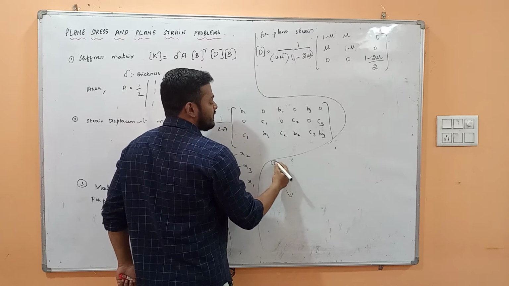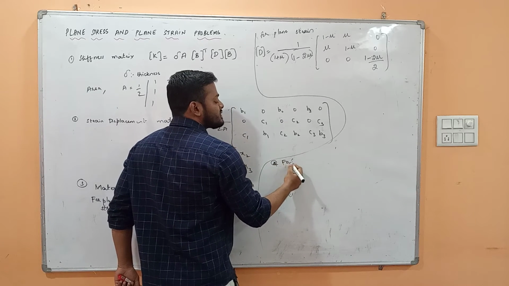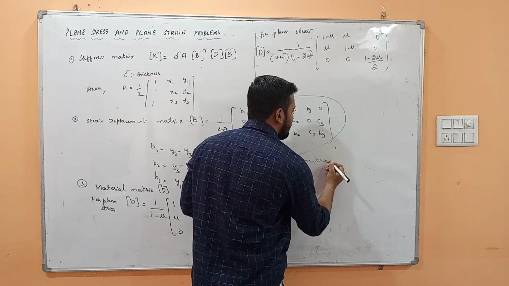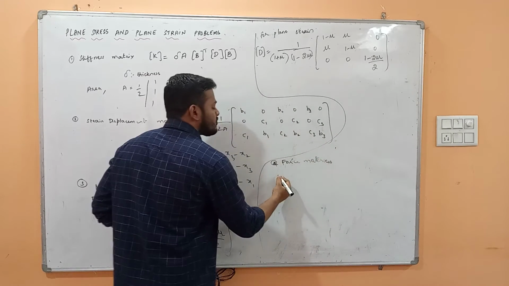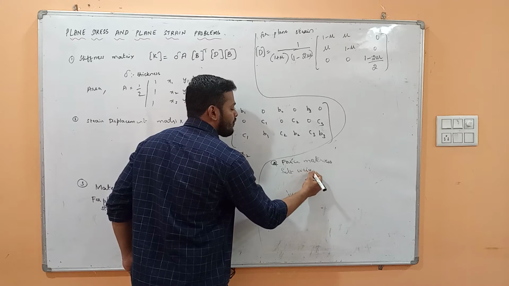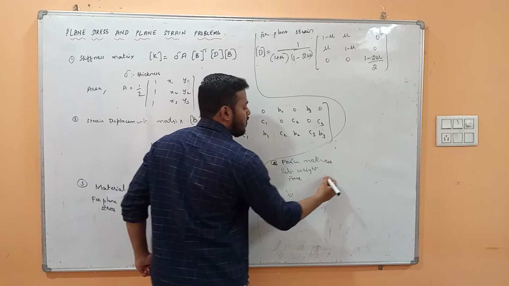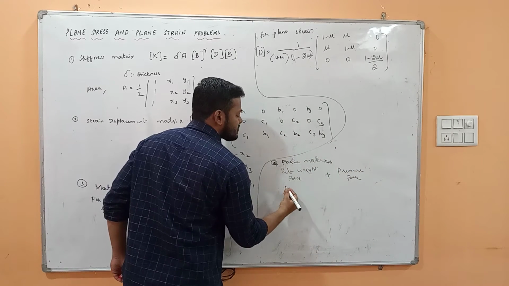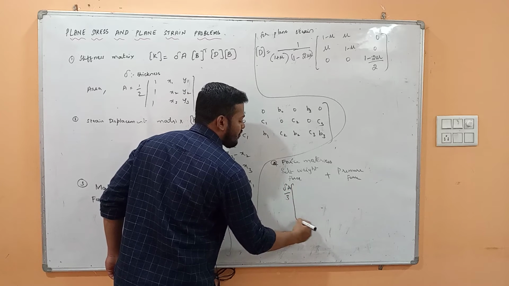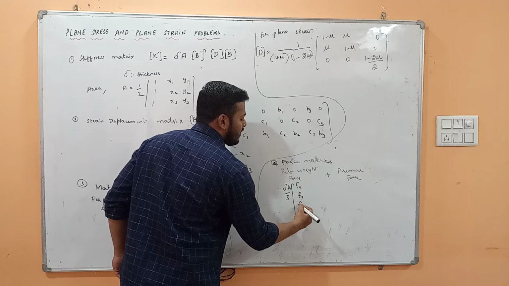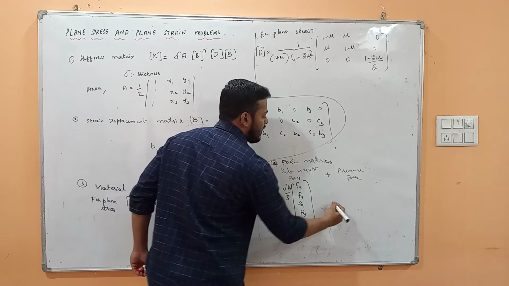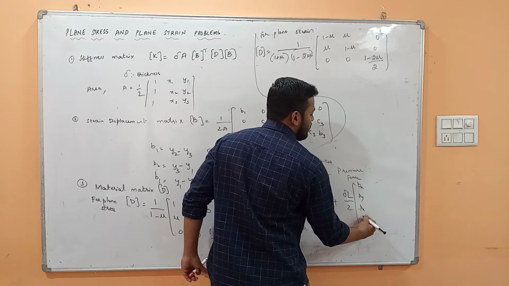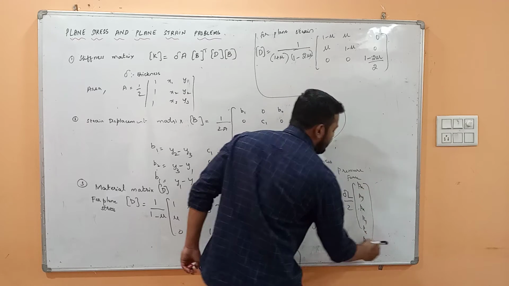So there are two types of forces which are given. First is force matrices. One is self-weight force, and second is pressure force. Self-weight force is given by the formula delta A by 3 times fx, fy, 0, 0, and pressure force is given by delta L by 2 times Px, Py. I will explain how we are going to use these formulas.